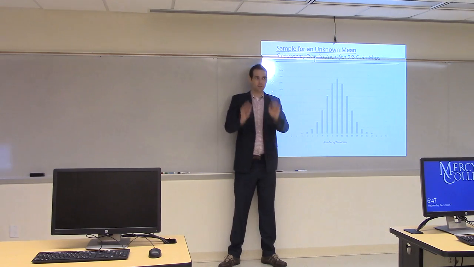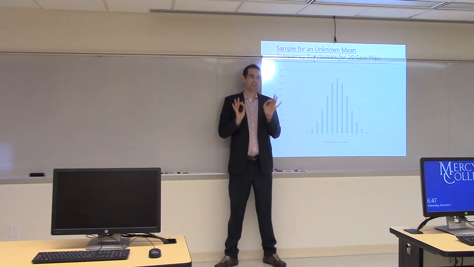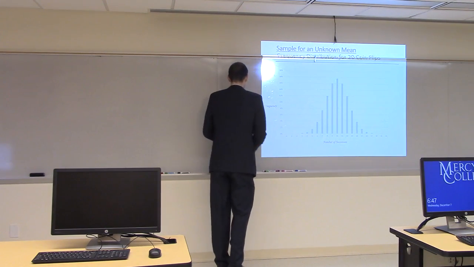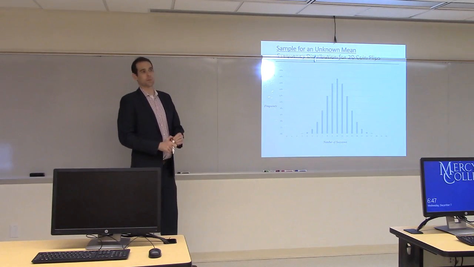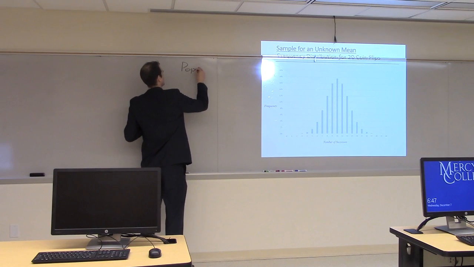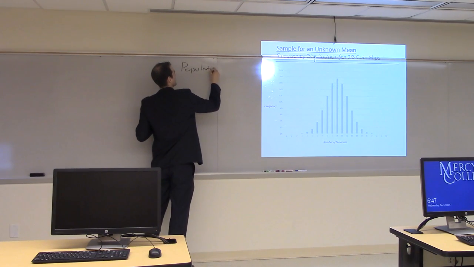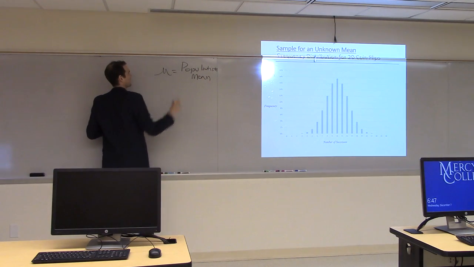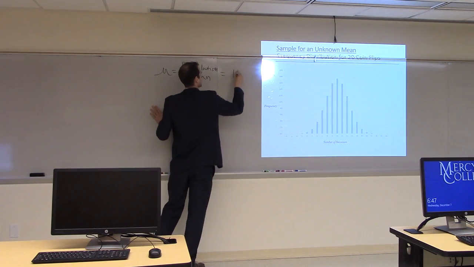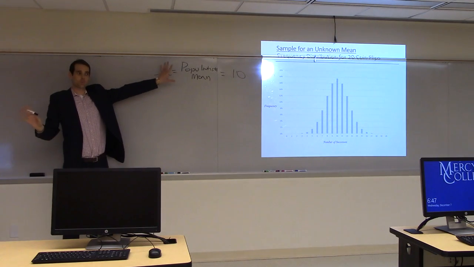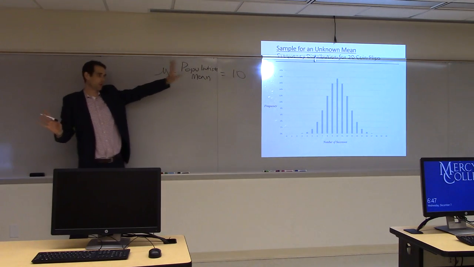Okay, so the true population mean in this case is 10. Let me write that down. And what's the symbol for population mean? The mu. Yes, population mean. All right, so this mu, population mean, equals 10. All right, so that we know to be true because we know the numbers.